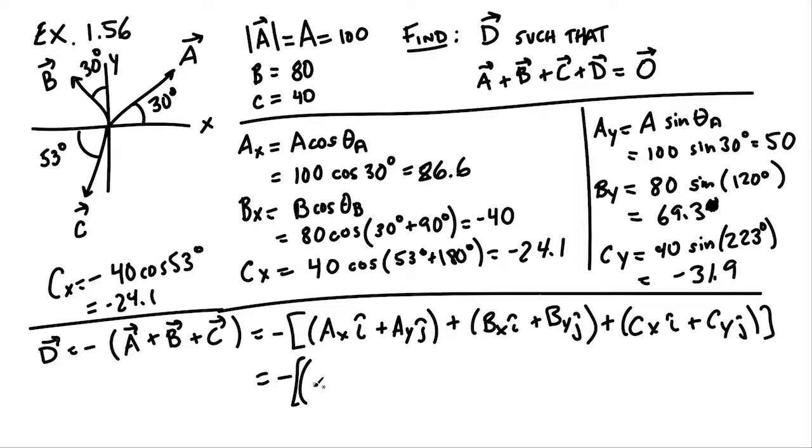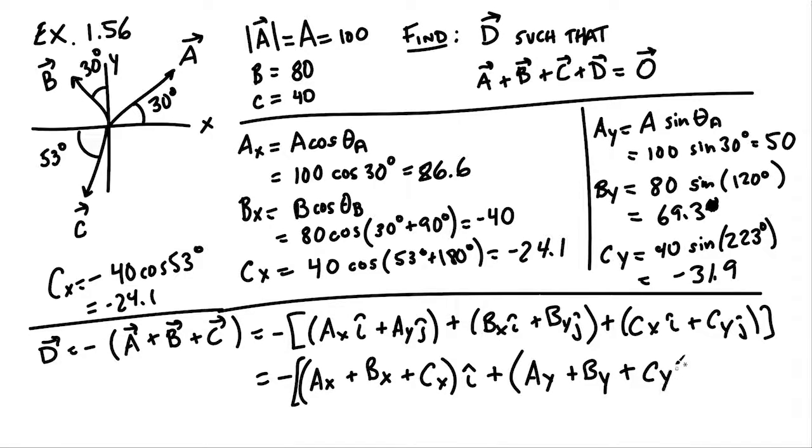my bracket, a sub x i plus b sub x plus c sub x, and that's all in the i direction. And then I'm going to group all the y terms together: a sub y plus b sub y plus c sub y. That's all in the j direction. Okay, now we can actually start plugging in our numbers.